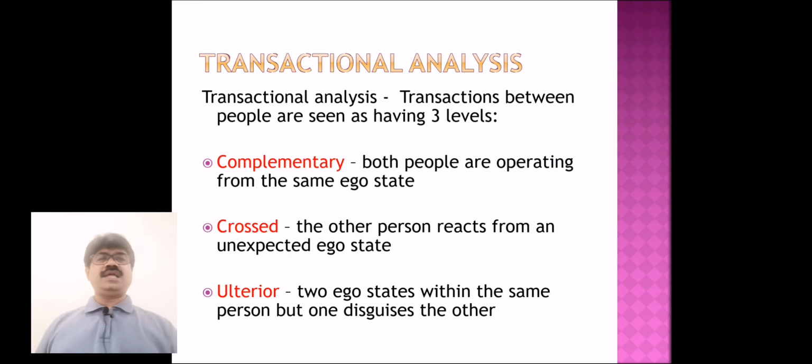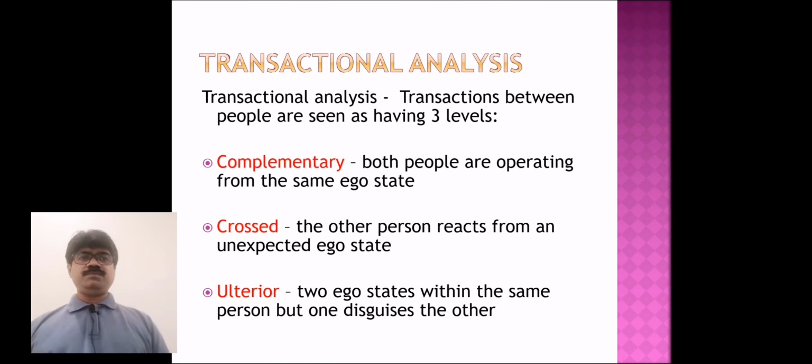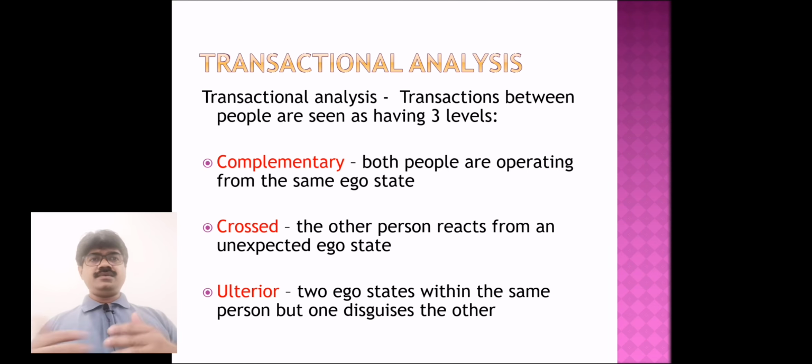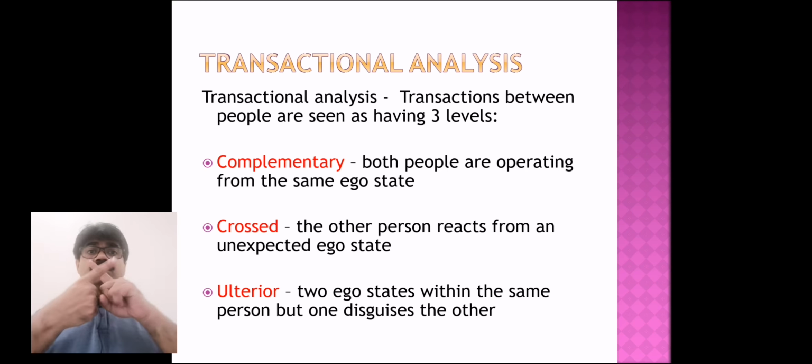Now coming to the transaction analysis, I already told you there are different types of transactions: complementary, crossed, and ulterior. Ulterior transactions are also known as games. Now we will try to understand what these are. Complementary is when both people are operating from the same ego state. Both of them behave from the ego state assigned to them. And crossed is when one person reacts from an unexpected ego state. Suddenly the other person shifts the ego state and behaves in an unexpected ego state. That is a crossed transaction. There is a cross happening.